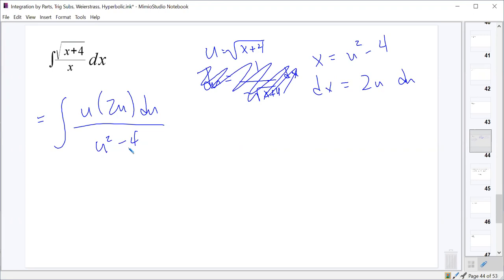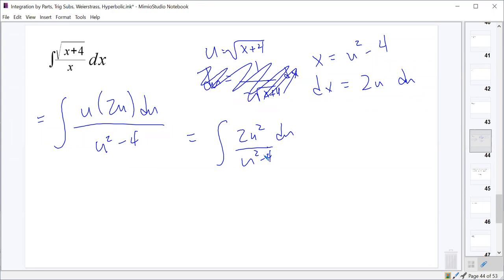How do we feel about that? Does that look better than before or no? Yep. I think that does look better than before. So now we've got an integral of 2u squared du over u squared minus 4. And now it's a rational function. And so how do we integrate a rational function?